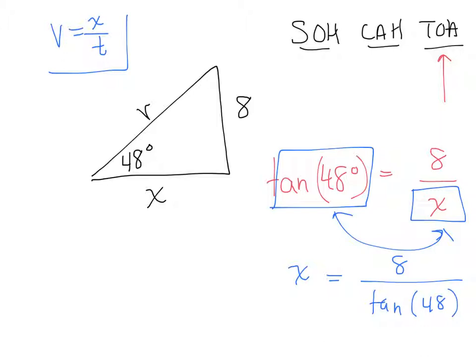Everything that's there always moves with it. So at this point, we've got x. It's 8 over the tangent of 48. So I go to my calculator. I'm back to the computer now. 8 divided by tan 48, close parentheses, enter. And I get 7.2. All right, 7.2 is my horizontal length of the triangle.